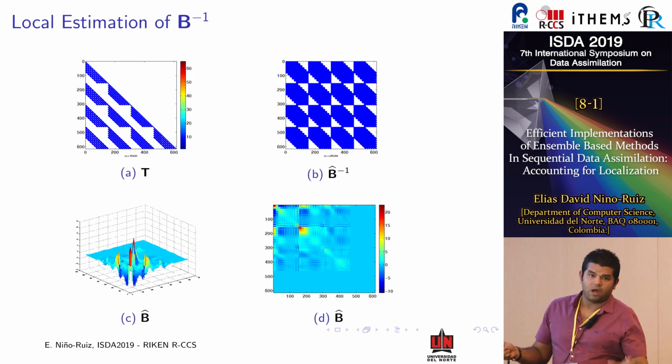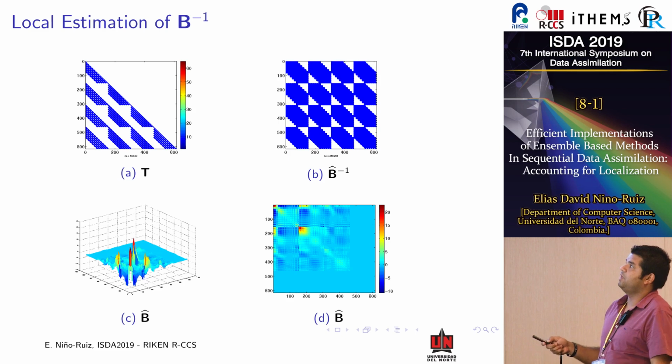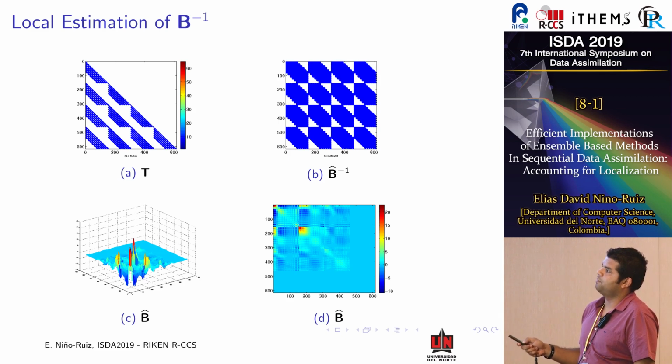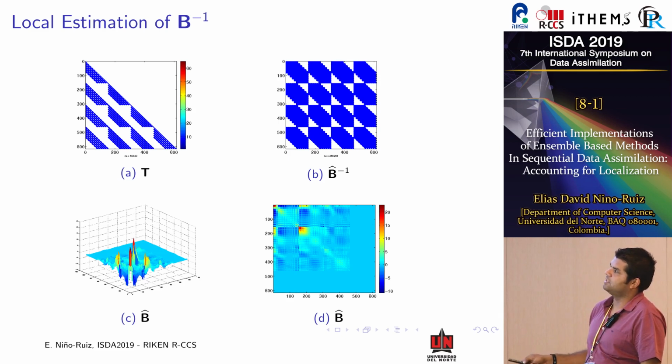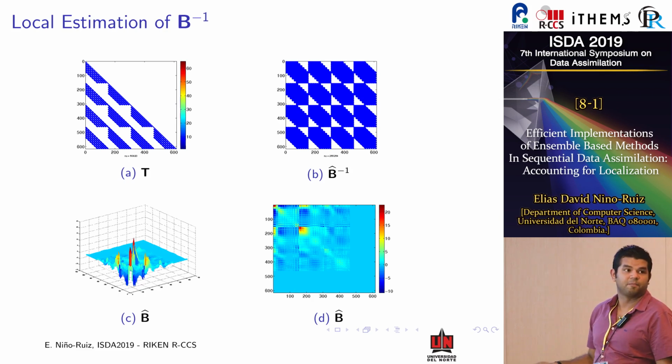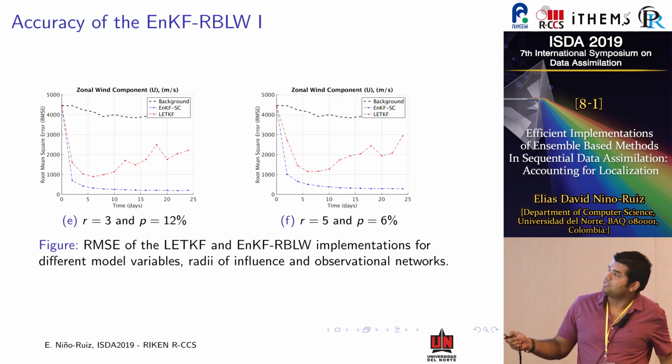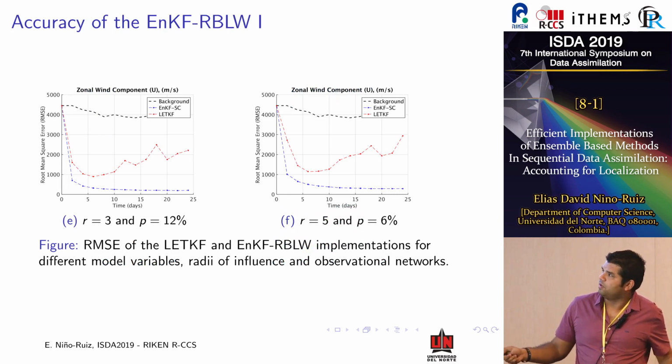And here I'm showing you how a local estimation of V inverse looks for the SPEEDY model. In this case, I have four variables. This is how T looks. This is the resulting structure of V inverse. This is V, the inverse of V inverse. And this is how the structure looks for the four variables. Also, we can compare with the shrunk covariance matrix, the RBLW, with similar results.